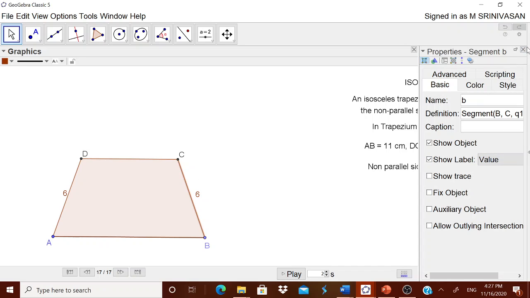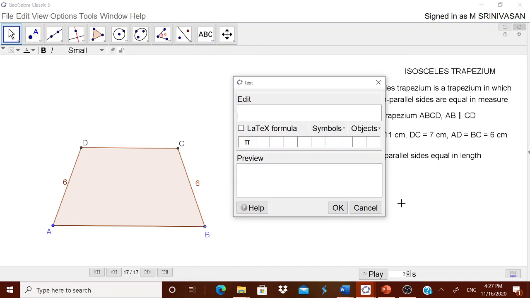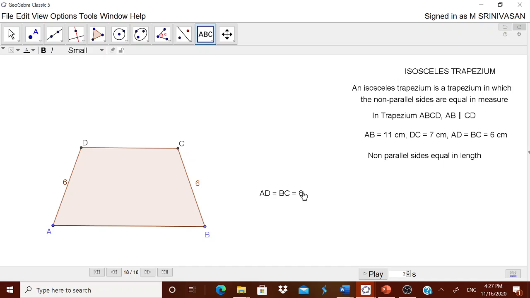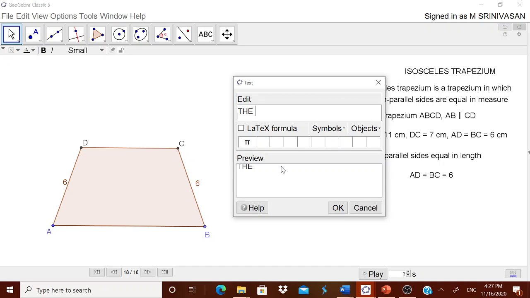Okay, well. Now the next property. Now I think you can write it over here. I think I will write only one and then you can write it: AD is equal to BC is equal to 6. Okay, well. Now what is the next property? Actually the diagonals are equal.